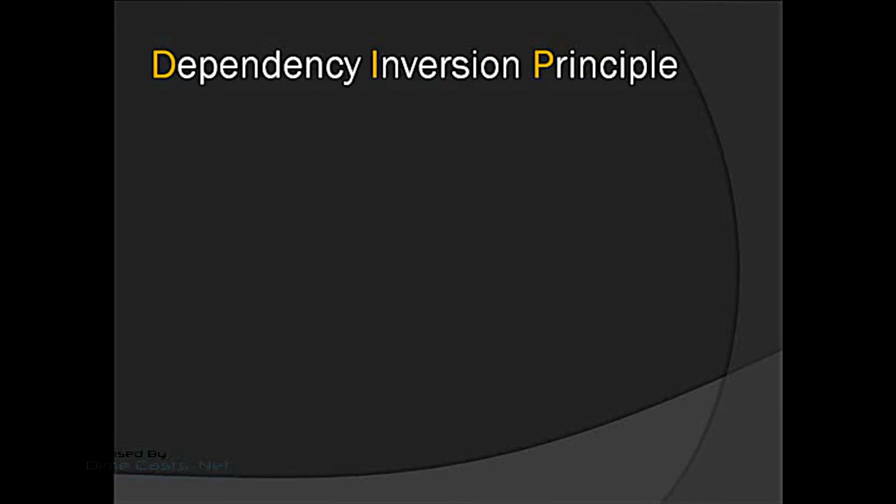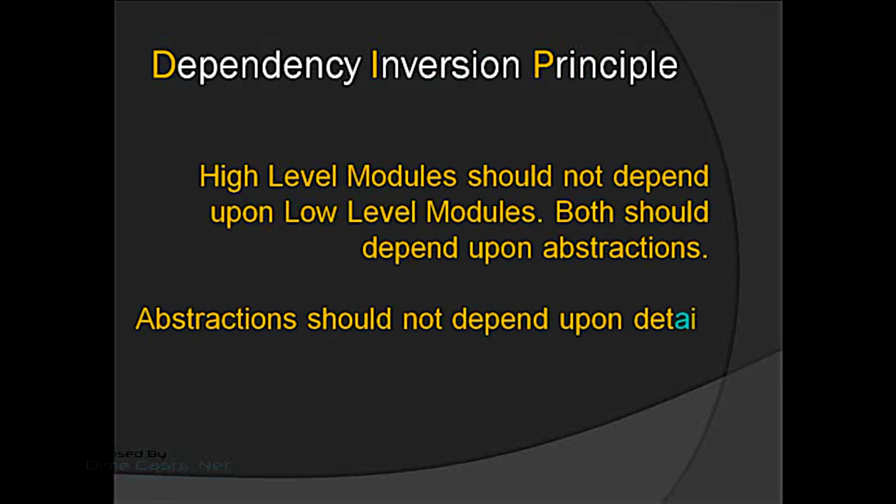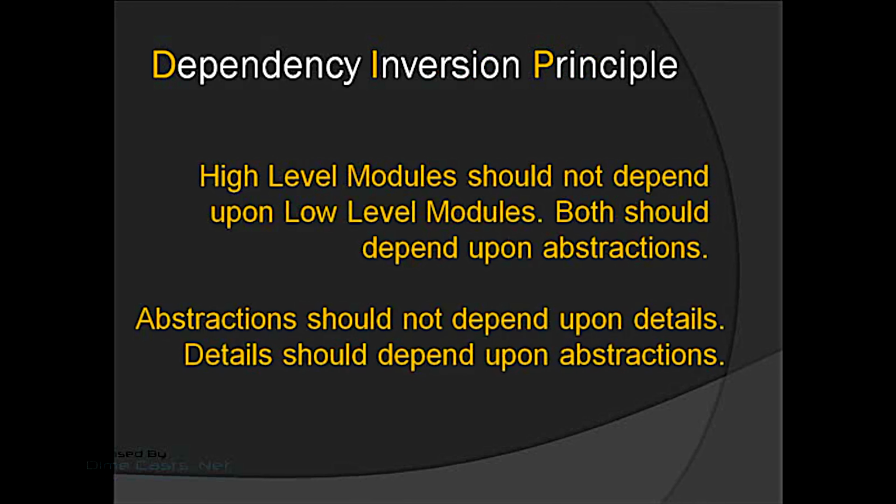The dependency inversion principle, simply stated, says, high-level modules should not depend upon low-level modules. Both should depend upon abstractions. It goes on to say, abstractions should not depend upon details, but details should depend upon abstractions. So this is a clever way of saying something that sounds more complicated than it actually is.